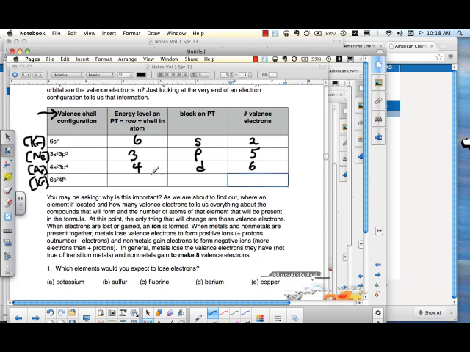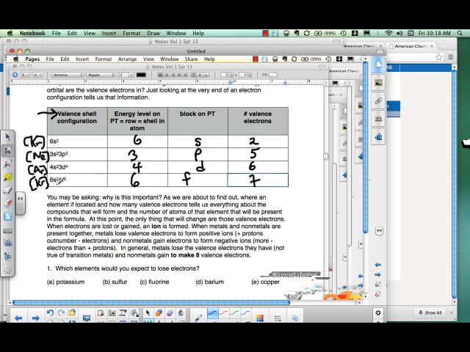Okay? What row is it on? 6th row. What block is it in? The F. And how many valence electrons? 7, technically, because the F isn't full, so we're going to add those two superscripts together.